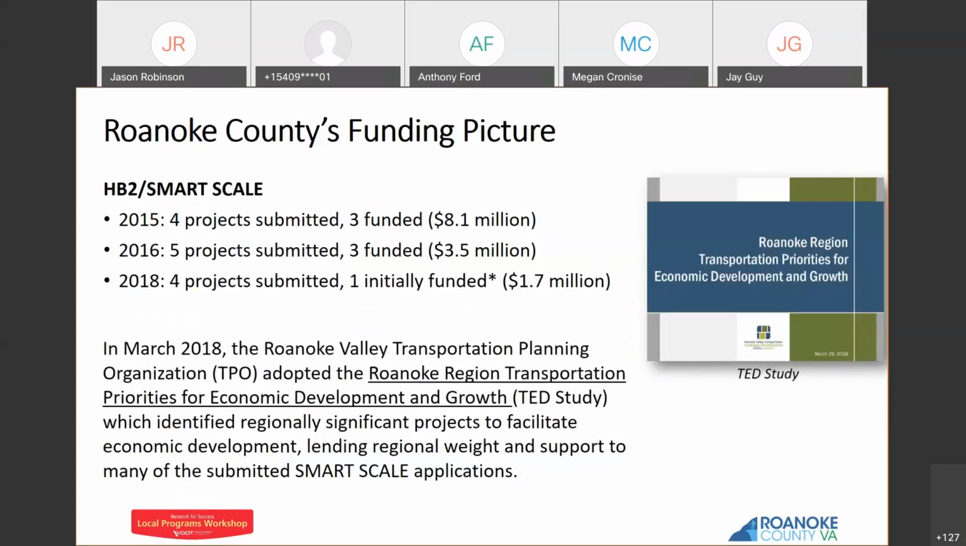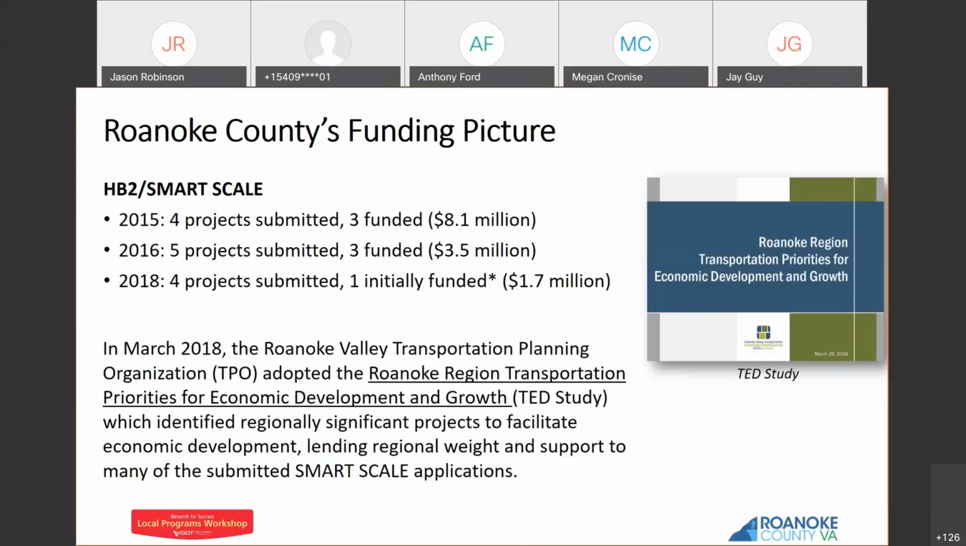So to talk about HB2 and Smart Scale briefly, for the first round, we applied for 4 projects and were funded. 3 of them were funded for $8.1 million. Second round in 2016, we submitted 5 projects and 3 were funded for about $3.5 million. In 2018, the third round that Anthony talked a bit about, we submitted for 4 projects and we had 1 initially funded for $1.7 million. And that asterisk is what we're going to talk about here in a minute.